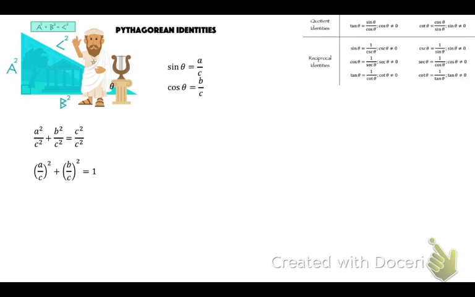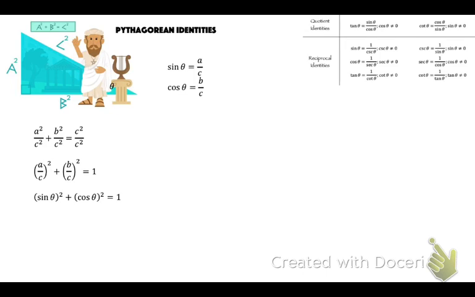And from that angle, sine is opposite over hypotenuse. So the opposite side is A, hypotenuse is C. And then cosine is B over C. Well, it looks like we have an A over C and a B over C here. So that's going to be sine of theta squared plus cosine of theta squared equals 1.